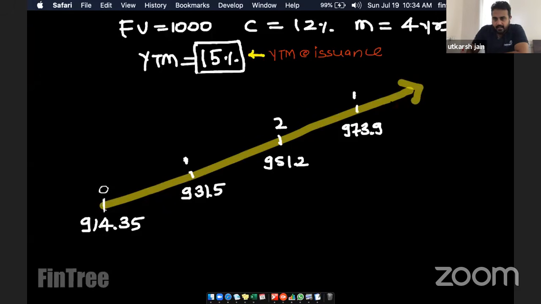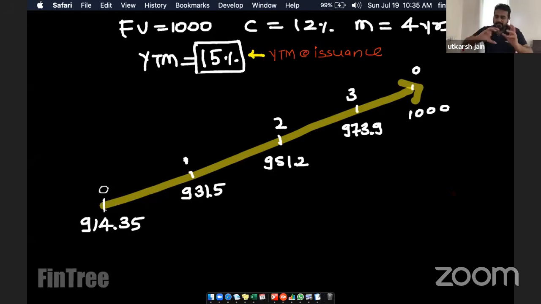973.9, and now keep it 0 and get me a valuation. 1000. And isn't it obvious? Because at the end of the maturity, I always get my 1000 back. So my bond price has to go to 1000.